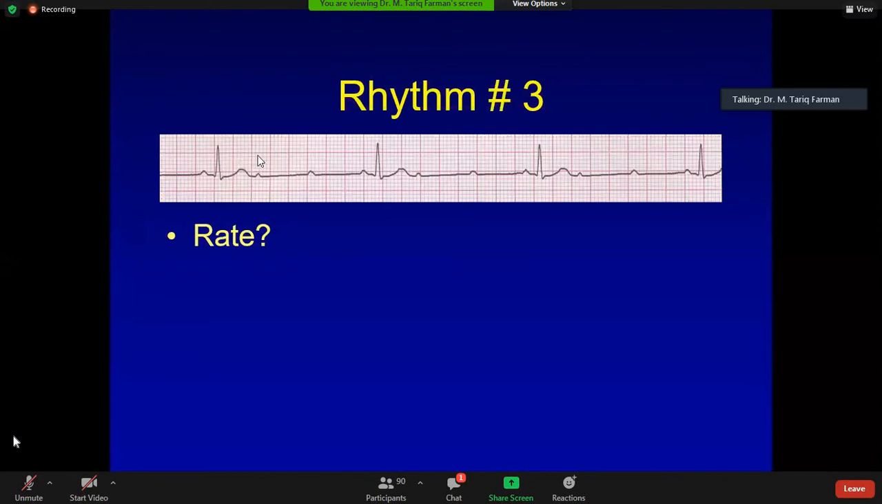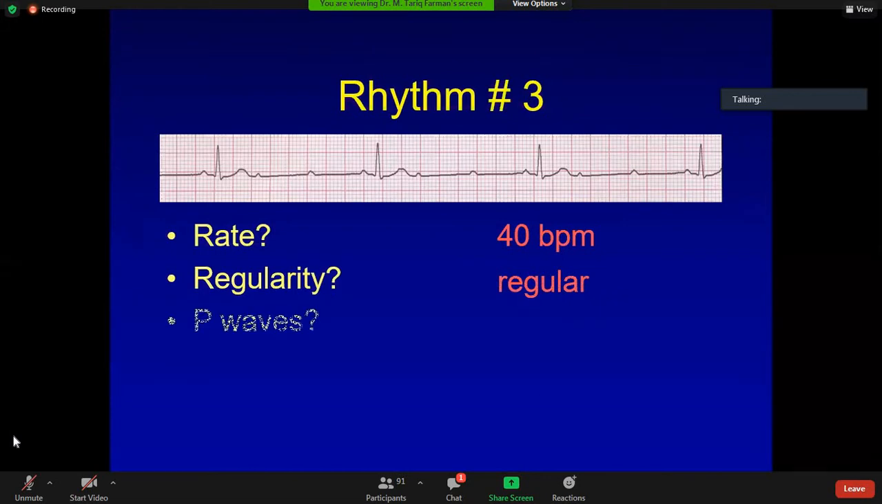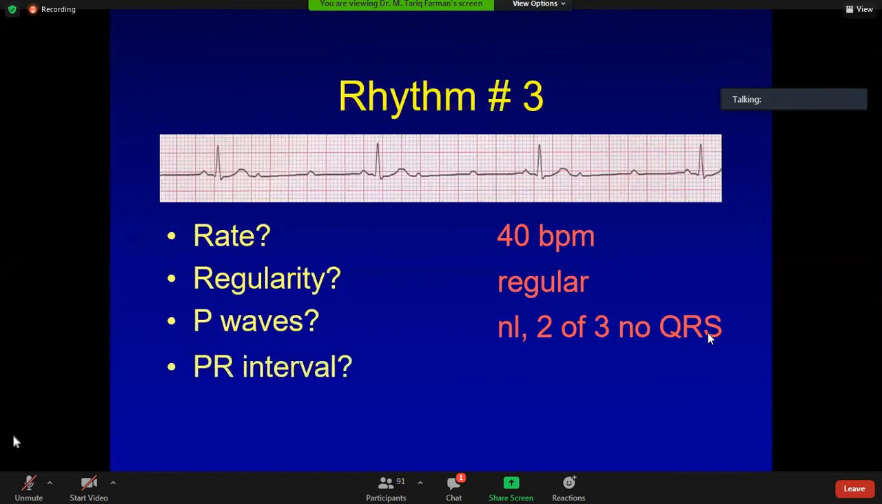300, 150, 100, 75, 60, 50, 40, it is less than 40. It's a serious kind of bradycardia, right? Less than 40 beats per minute, regular. P waves looking normal, morphology is normal, but 2 of 3 don't have a QRS complex. PR interval 0.14. The PR interval is normal, right? PR interval is normal.